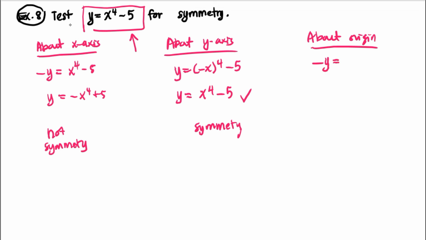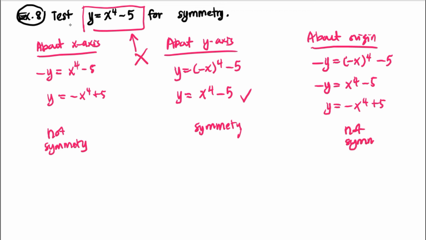We have negative y and negative x to the power of 4 minus 5. We have negative y, this one will become x to the power of 4 minus 5. And if you want to change, I will write negative x to the power 4 plus 5. So this is not the same as the initial equation, therefore it is not symmetry.